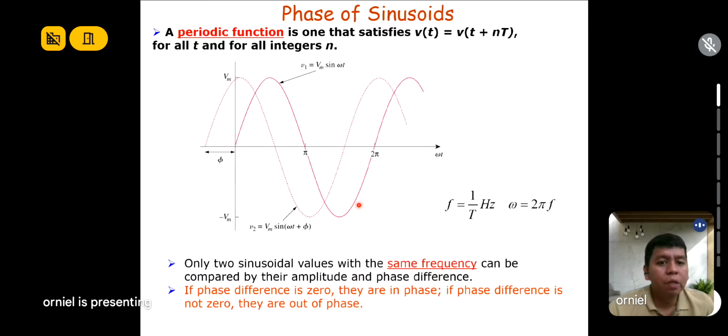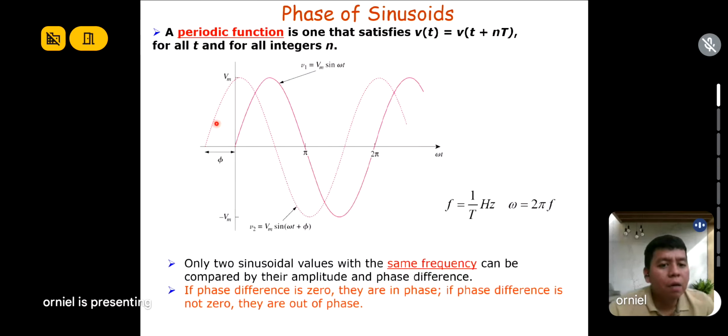And also for the periodic function, the phase of sinusoids, as you can see here. The distance or difference between this sinusoid and the other sinusoid is the phase angle.